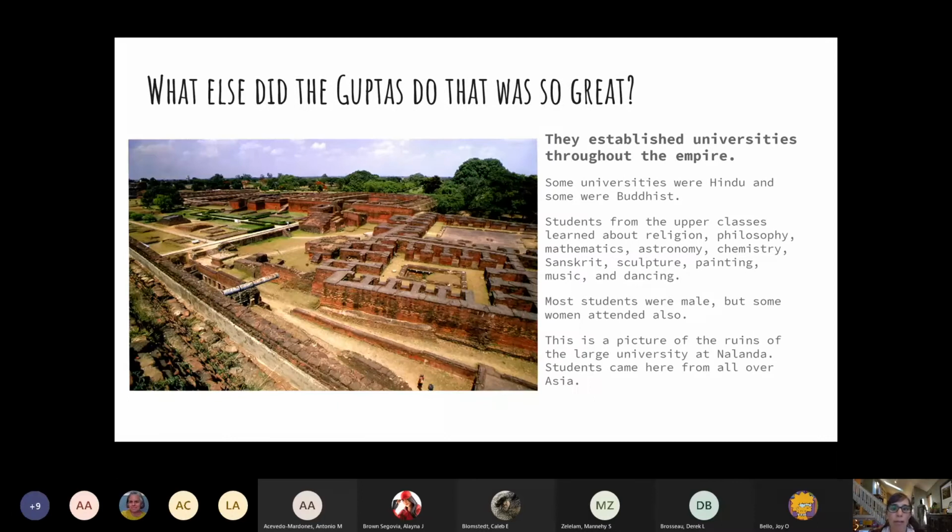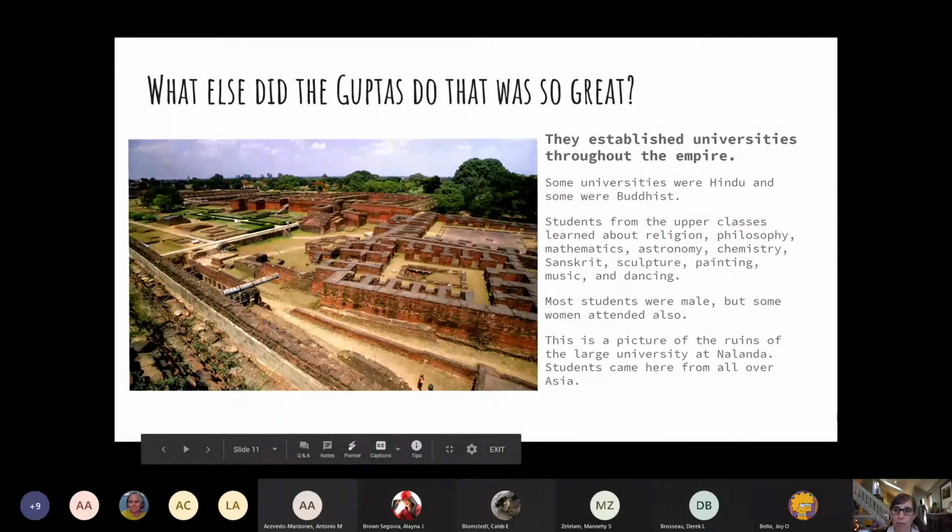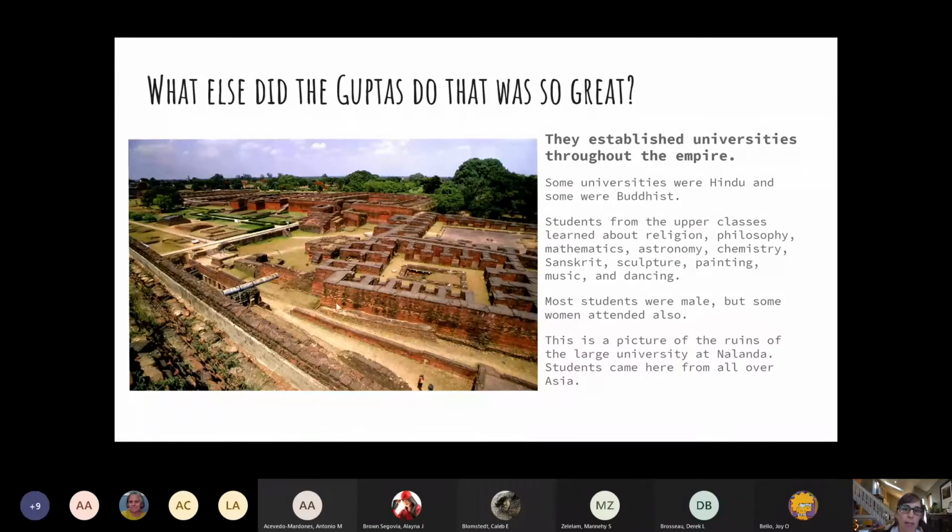They also established universities, and this is a picture of Nalanda, the university at Nalanda. This is the remains of it. It was a really big university. Students came from all over Asia to go to these universities and learn. Some universities were Hindu. They were all religion based. Some were Hindu and some were Buddhist.